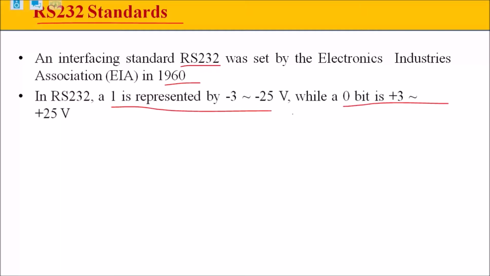+25 volts. Since these levels are different from the TTL level, which the microcontroller uses, where 0 volt is represented as logic 0 and 5 volt is represented as logic 1, these signal levels are different from the TTL level. So when we are using RS232 for data transmission in 8051, we have to convert the RS232 signal into a TTL signal and the TTL signal into an RS232 signal.